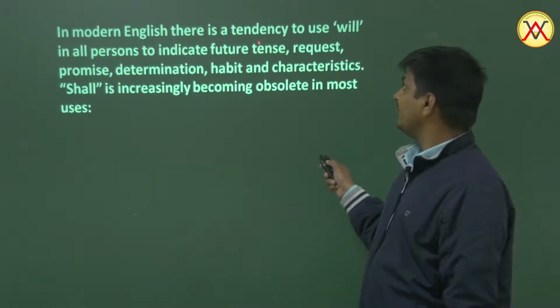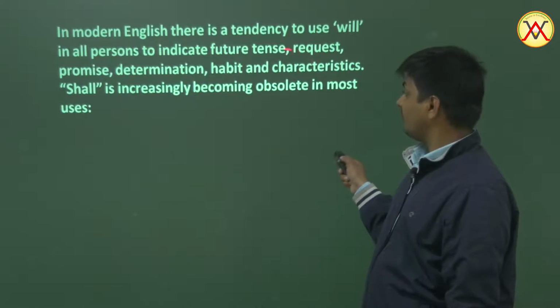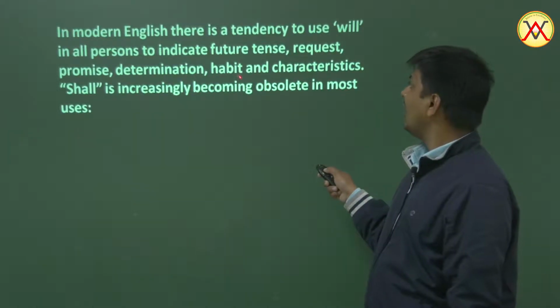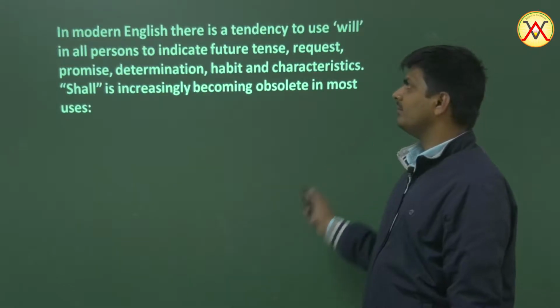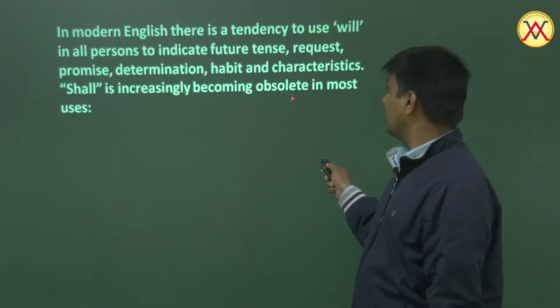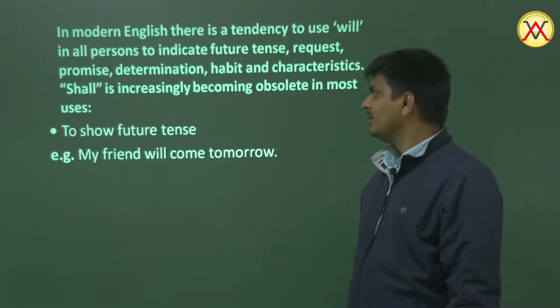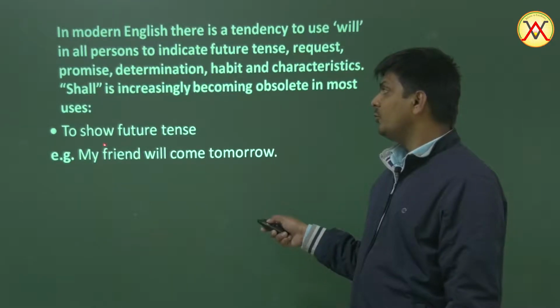In modern English, there is a tendency to use will in all persons to indicate future tense, request, promise, determination, habit, and characteristics. That's what's happening. Shall is increasingly becoming obsolete or old-fashioned in most uses. So we'll use will to show future tense.